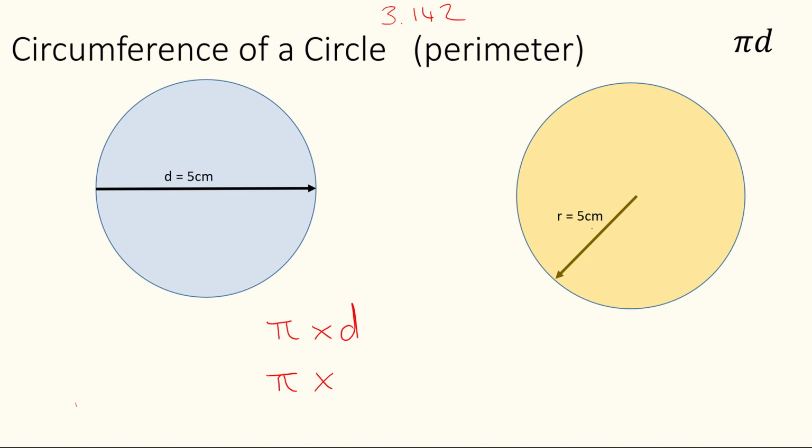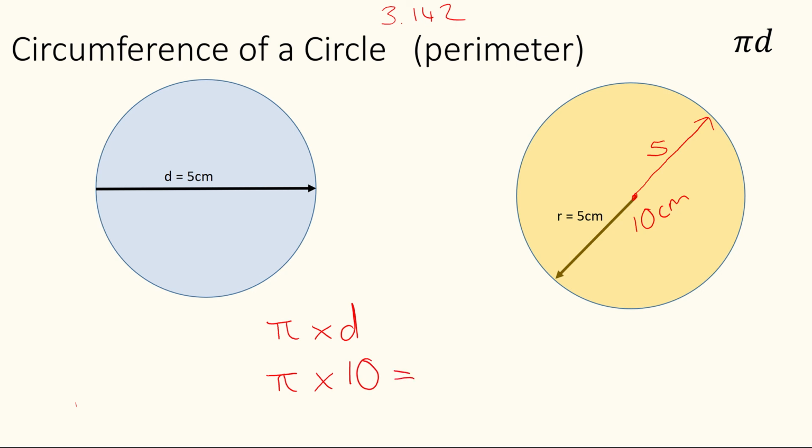This is a bit tricky. I've not been given the diameter. I've only been given the radius. If I was to carry on that line, so I went all the way to the other edge, now that would be the diameter. And since it started in the middle, the other side will also be 5. So together, that diameter is 10 centimeters.